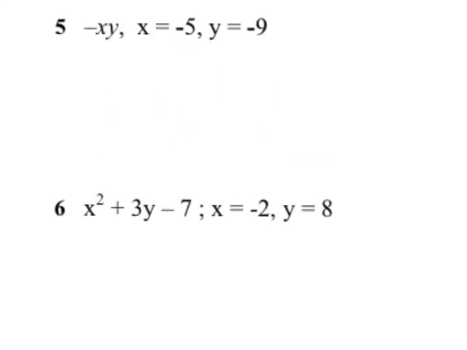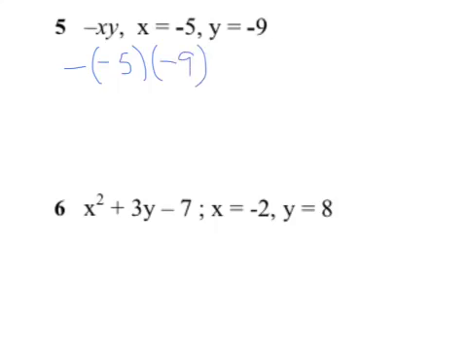Okay, in problem number 5, we see it's a negative times x times y. So we have to be careful when we have this negative outside of a term. This means negative 1 times the value of x. So really we have negative 1 times negative 5 times negative 9. So we're going to write that out. So the symbol stays there, negative value of x times the value of y.